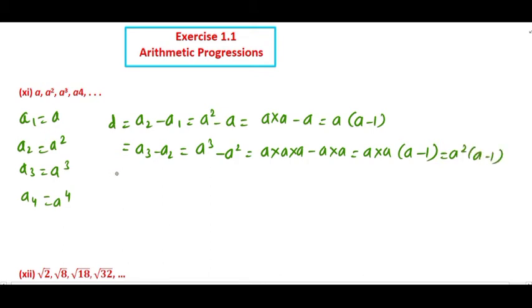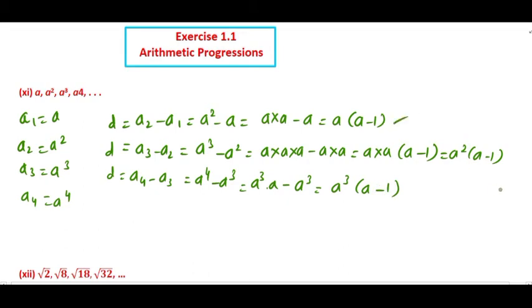I can write it. And d can also be written as A4 minus A3. A4 is a to the power 4, and this is a to the power 3. A4 can be written as a cubed into a, minus a cubed, and here I can take a cubed common, and this can be written as a cubed into the bracket a minus 1. See my dear students, d is different in all the cases. Therefore, the given terms are not in arithmetic progression.